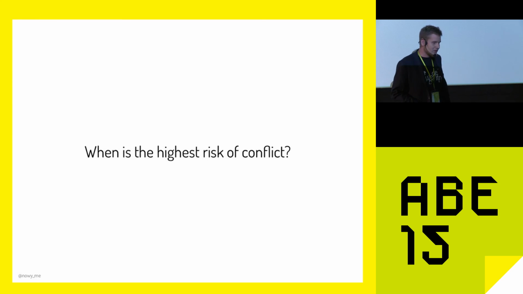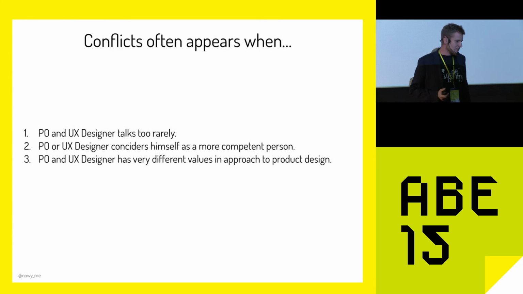And where is the highest risk of conflict? I noted 3 risk areas. One is when the PO and UX designer don't talk. If you don't talk with the person you are working with, believe me, there will be a conflict soon. If you feel more competent than the other person, it probably will be a risk of conflict. And the third thing is when you share different values. For example, I care about users, and I will always care about users and people I'm designing for. And maybe the product owner is too focused on the business side of the project, and it may lead to a fight. But I believe, and I proved it a lot of times, that even if we've got different values, we can discuss them and find a consensus.